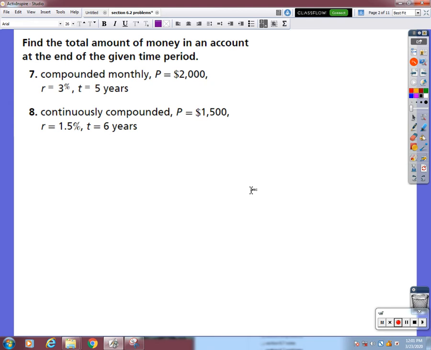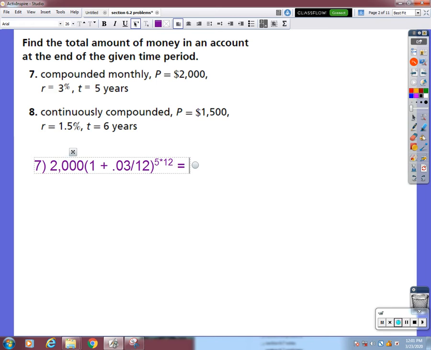Alright, next one, find the total amount of money in the account at the end of the given time period. So for number 7, we are starting with 2,000 dollars. We are doing this at 3%, so that is 0.03. We are compounding it monthly, so that means we have to take the interest rate and divide it by 12. But that means we're going to take the time period and multiply it by 12.